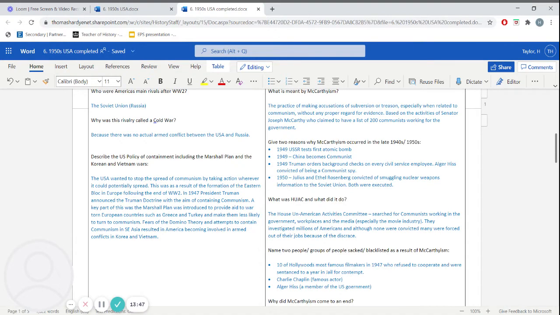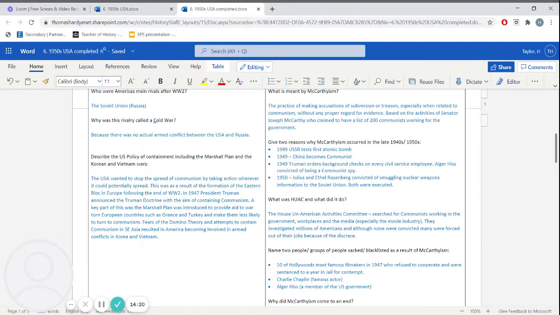So describe the US policy of containment, including the Marshall Plan and the Korean and Vietnam Wars. So after the Second World War, one of America's big goals was to stop the spread of communism by taking action wherever it could potentially spread. This was as a result of the formation of the Eastern Bloc in Europe following the end of the Second World War. So after the Second World War, the Soviet Union sets up lots of communist governments in Eastern Europe that became known as the Eastern Bloc.